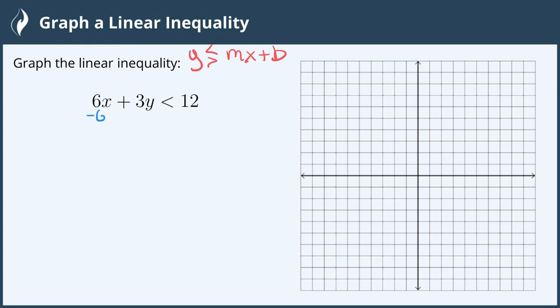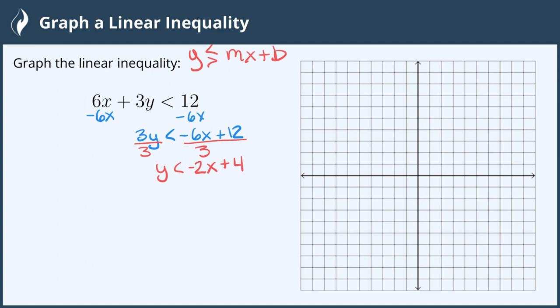We'll do that by subtracting 6x from both sides, giving us 3y is less than negative 6x plus 12. And then to continue solving, we'll divide by 3. So we get y is less than negative 6 divided by 3, which is negative 2, and we still have the x. And 12 divided by 3 is positive 4.